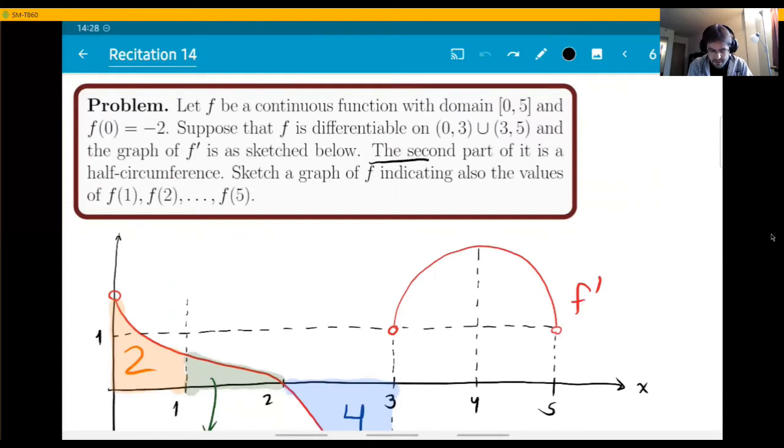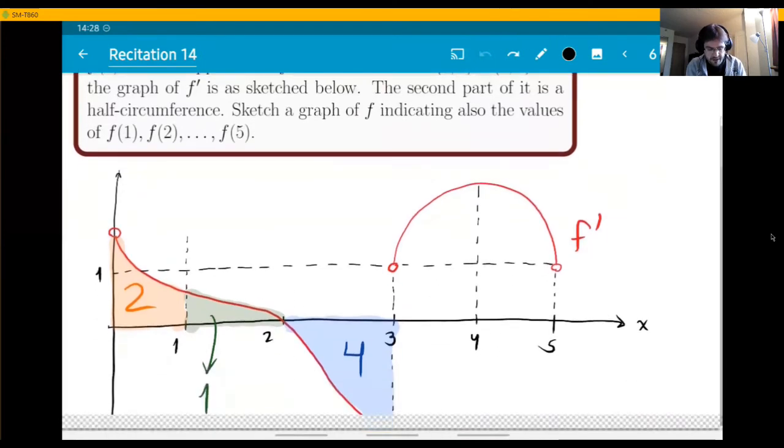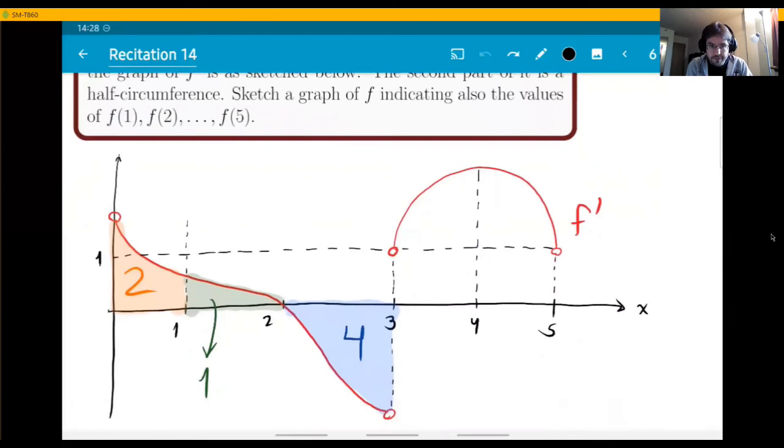They're also saying the second part of it is a half circumference. So this part. I'm going to scroll so you can see the graph. The question is sketch a graph of f, indicating the values of f of 1, f of 2, up to f of 5. So what's going on? Well, first of all, you see the graph of f prime here. As you can see, it's undefined at the number 3, as it should, because they told us the function f is not differentiable at 3. So that means f prime of 3 does not exist.